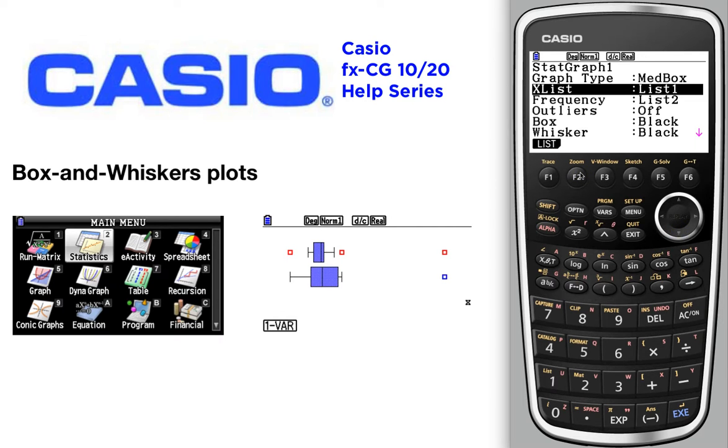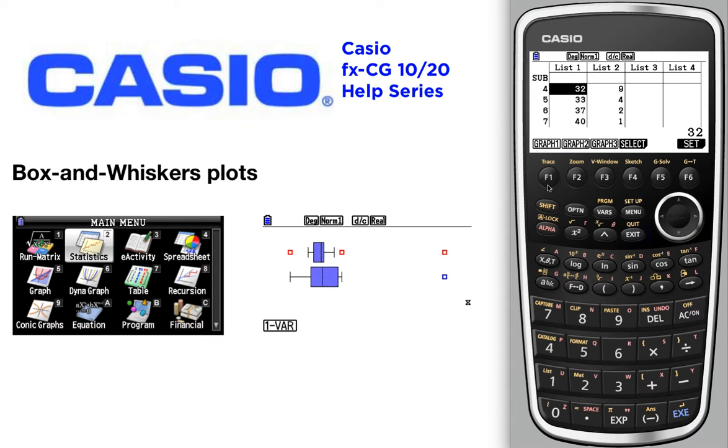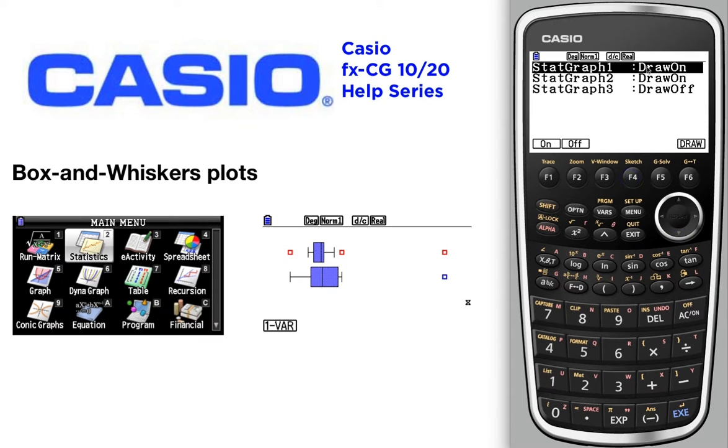In the median box plot, I'm going to use list 1 as my input data. Frequency list, I'm going to use just the number 1 as its frequency. Every number will appear once and represent itself. I'll turn the outliers off right now, and I will leave the colors the way they are set. I'll just exit. You can check the select to make sure you've selected just box plot 1. Currently I've got both 1 and 2 on. So I'm going to turn off the second one and go ahead and draw 1.